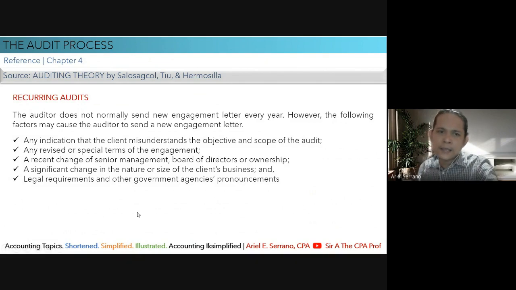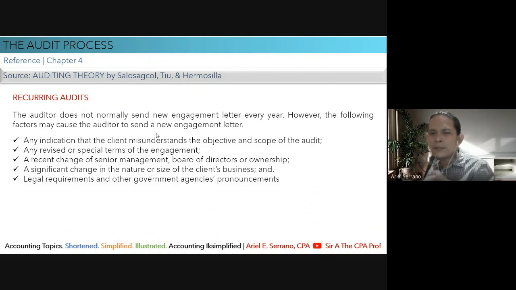Una, any indication that the client misunderstands. Hindi naintindihan. No? Akala natin okay na. So, nag-perform na ng audit procedures, tapos biglang may angal yung kliyente. So, we have to send a new engagement letter, kung meron silang hindi maintindihan doon. Okay? Tapos may gustong ipa-clarify, gawa na lang tayo ng engagement letter. Pinapakita mo doon sa kliyente yung engagement letter, pero hindi pa rin sila mag-agree. Ayaw nila, no? So, hindi nila naintindihan pala yon. So, pwedeng gumawa ng bagong engagement letter.